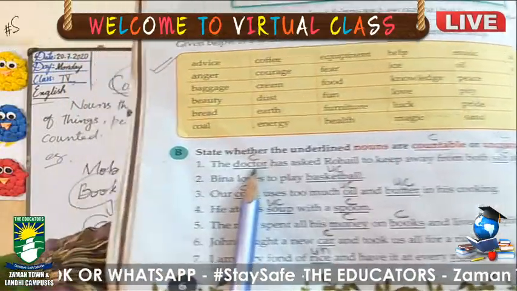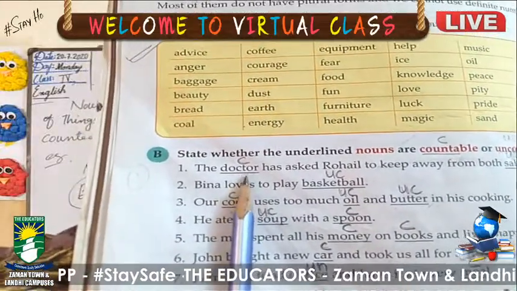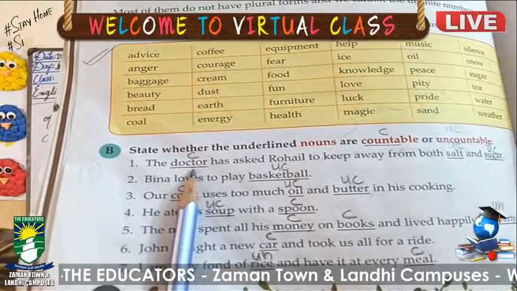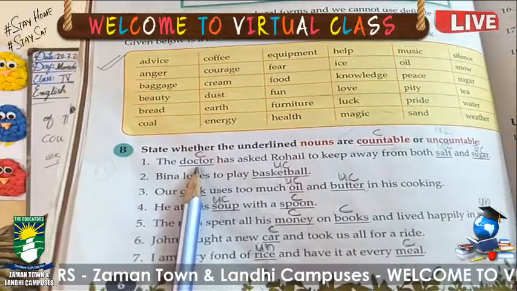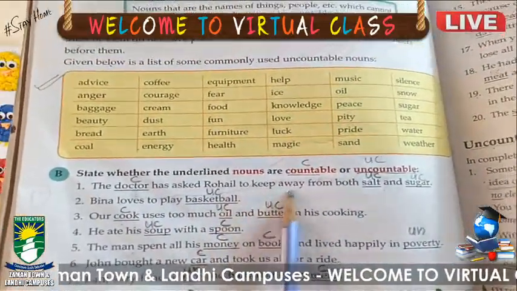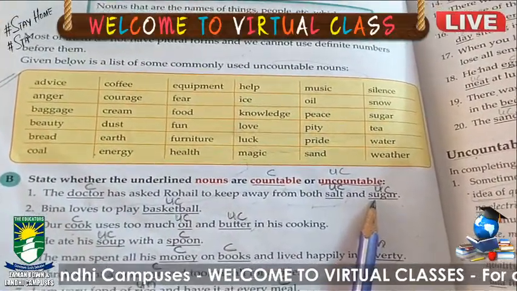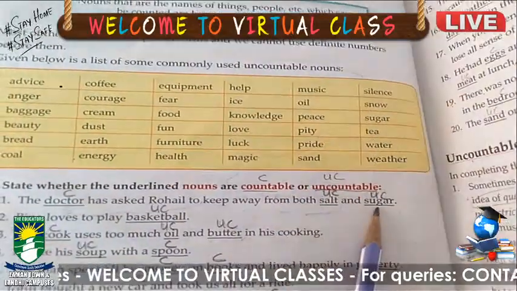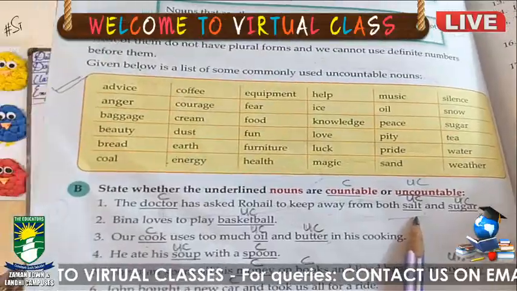Okay? Well, you have to decide whether the underlined words are countable or uncountable. So you have to mark C with your pencil, just like me. Doctor is countable because there are many doctors, 1, 2, 3, so we can count them. So we will mark only C. The doctor has asked Rohil to keep away from both salt and sugar. Here, guys, I have told you before that salt and sugar are uncountable. We cannot count them. Okay?